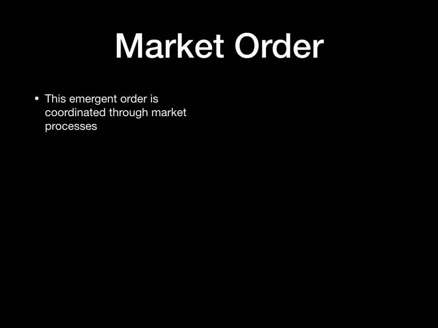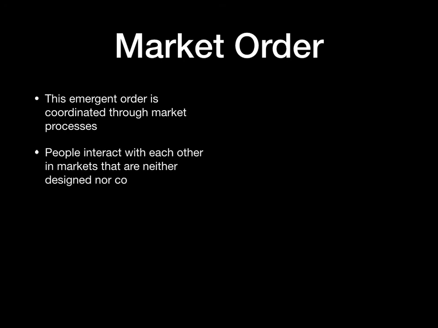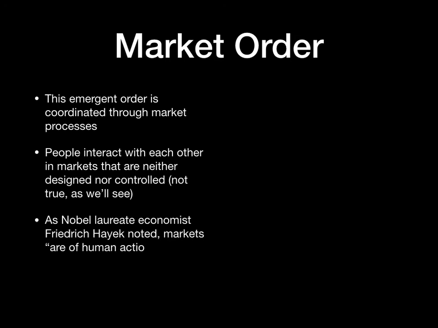So this is what we call the market order. It's an emergent order coordinated through the market process with prices and profits. And people simply interact with each other, voluntarily trading in order to make other people better off. It's neither designed nor controlled. Now again, that's not totally true, as we'll see later on, but it isn't totally controlled. And as Nobel laureate Friedrich Hayek once said, markets are of human action, not of human design. Nobody designed them, nobody created them, they just came about through our interacting with each other over centuries.